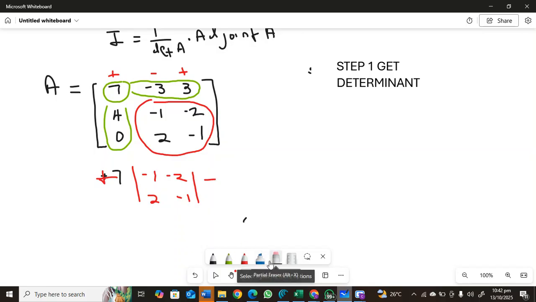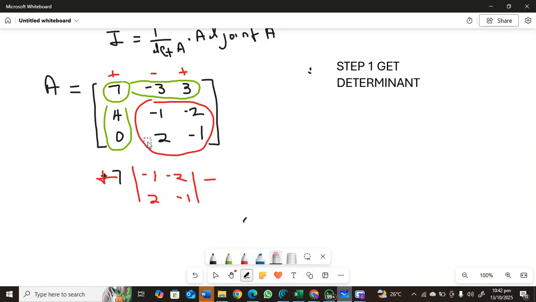Then you now come to the next number. First we started with 7. Have you seen? You cross out the numbers down, cross out the numbers on the same row, so that you make a smaller matrix here for -1, -2, 2, and -1.